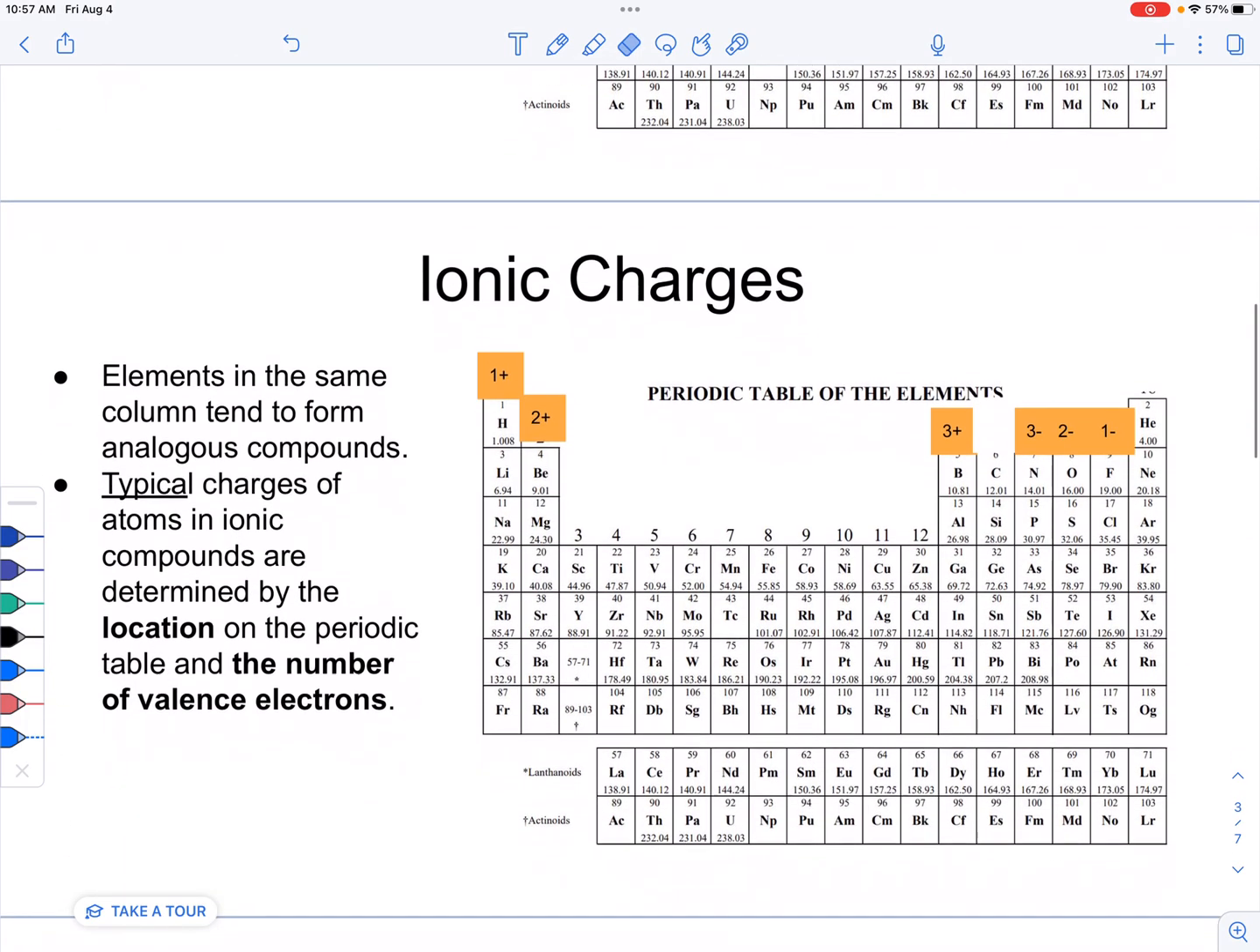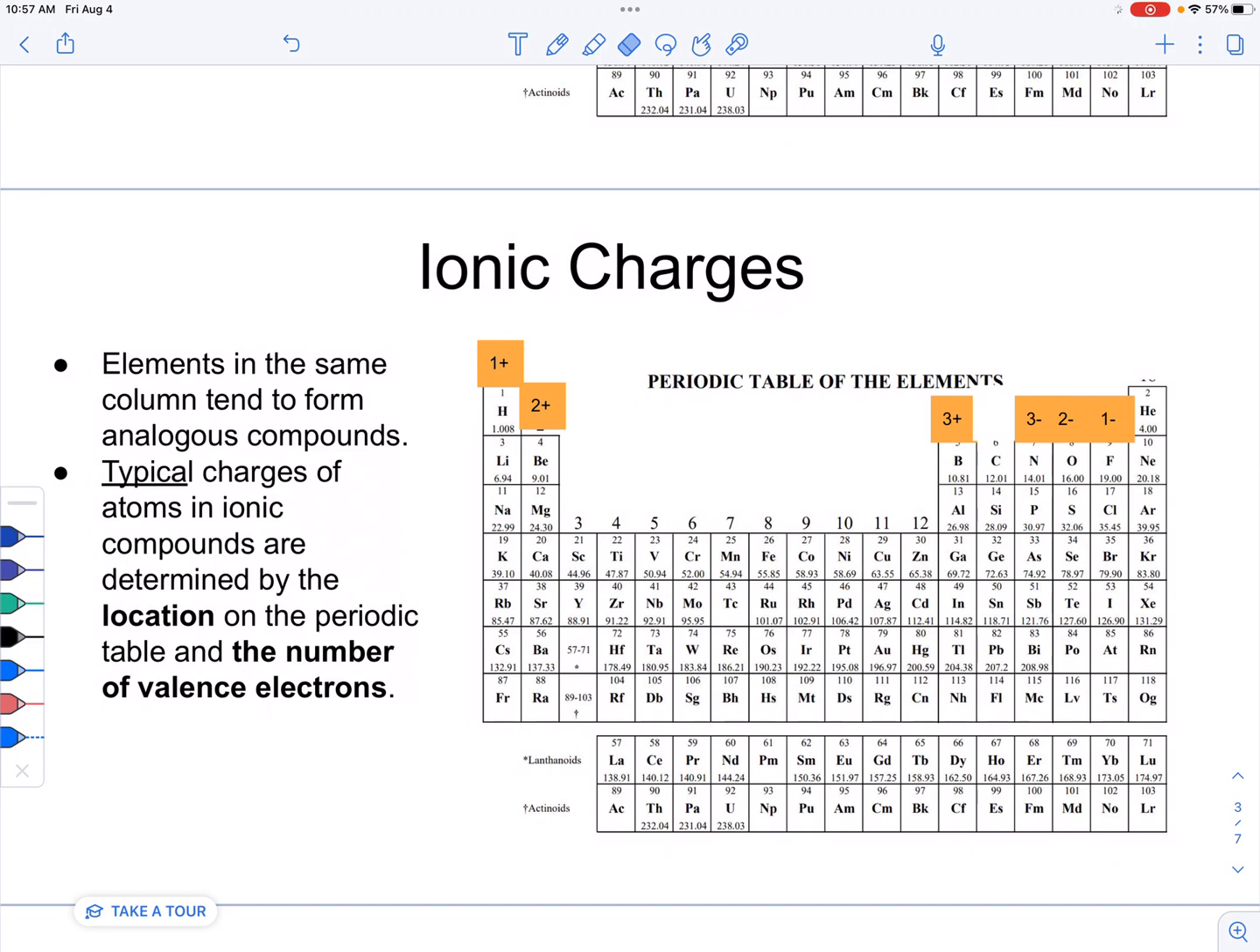Okay, ionic charges. Again, everything in the same column has the same number of valence electrons. We also find that there are certain structures, mainly the structures of the noble gases, that are the most stable structures. When the valence shell is full, that is when atoms or ions exist. We have studied this in nature. Turns out that's what happens. So you need to know the type of charge they're going to form. First group is all plus ones. Second group is all plus twos. Again, these are typical charges.